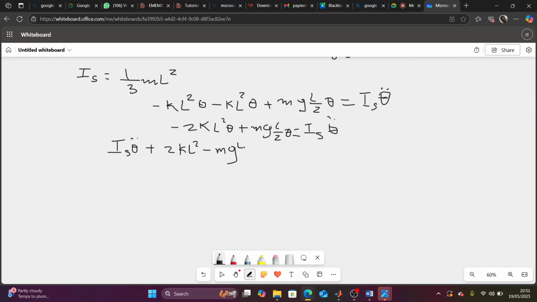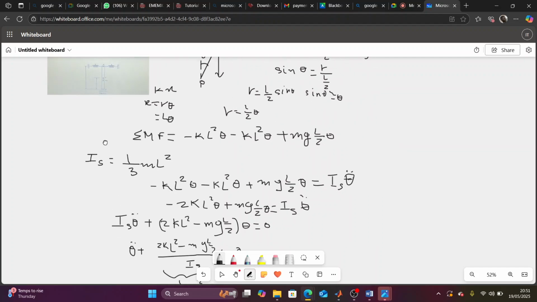I don't know if you see it. Everything times theta is equal to 0. So we make sure that theta double dot is alone: 2kL squared minus mgL over 2 times theta is equal to 0. So this expression here represents Wn squared.